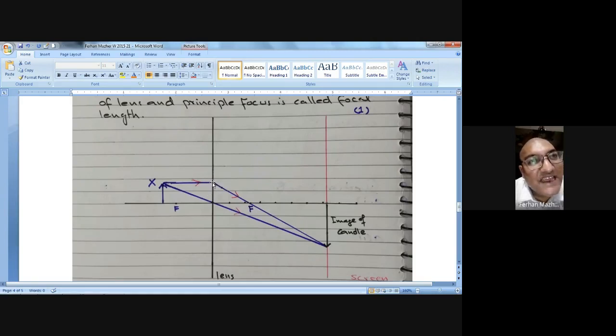Once you touch the lens, then you will draw a line parallel to the principal axis on the left side of the lens. Then what I did, I joined the top of the image of the lens on top of the image of the candle, and this was the arrowhead here.